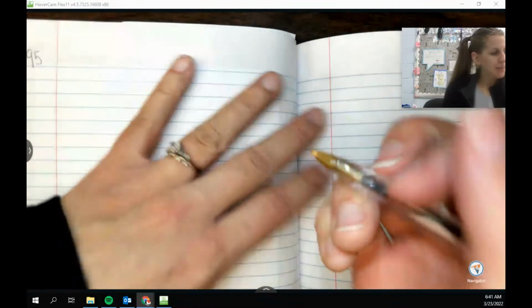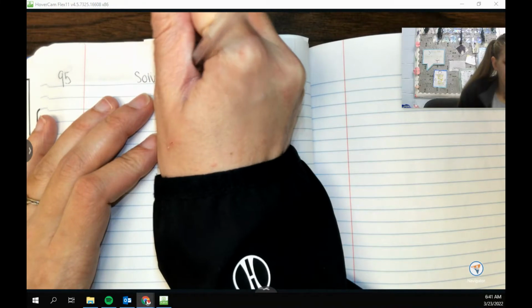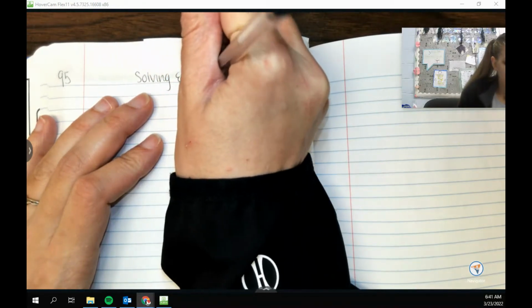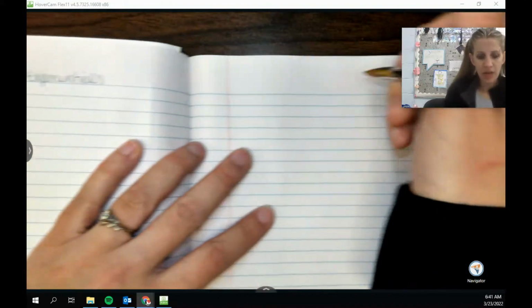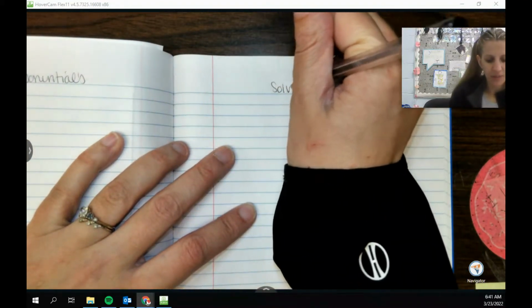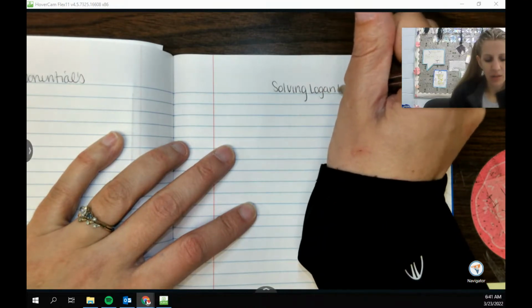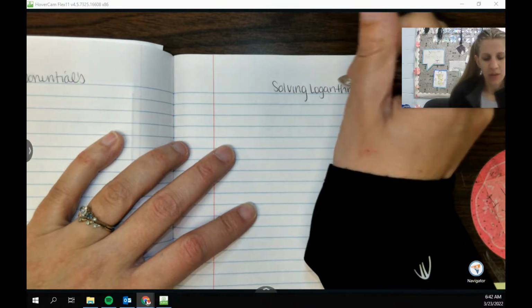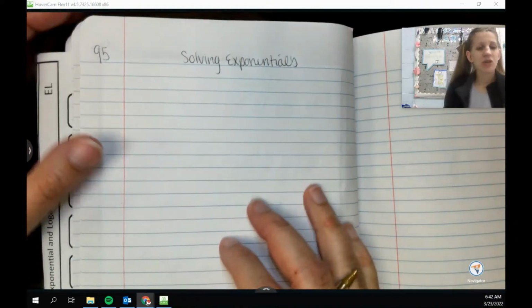I always like solving so much because it's kind of the same every time. So on this side here, we'll talk about solving exponentials, and over here, we'll talk about solving logarithms. Okay, so let's start with solving exponentials.